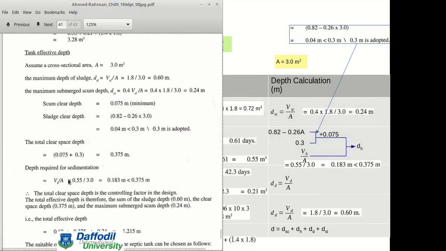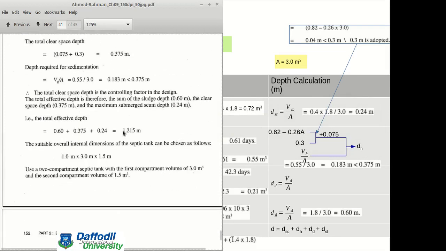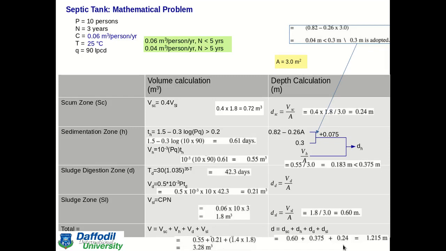They forgot this part and calculated the total depth. Okay, total depth is 1.215 meter, and so they have decided the dimension of this septic tank should be 1 meter into 3 meter. That means area is 3 square meter, that means 1 into 3 meter. That also fulfills the 1:3 ratio, and the depth is, instead of 1.2 meter, they have taken 1.5 meter because they are allowing some space for gas at the top.